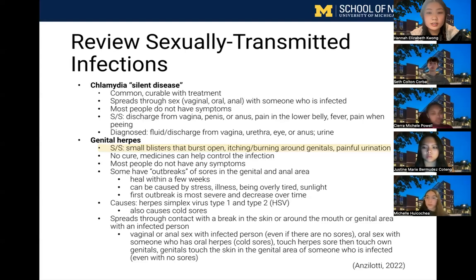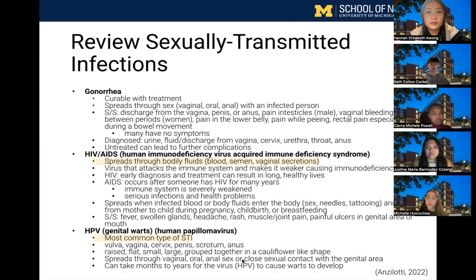The causes include HSV type 1 and type 2. This virus also causes cold sores, which are around the mouth, and it spreads through contact with a break in the skin or around the mouth or genital area with an infected person. This includes vaginal or anal sex with an infected person, even if there's no sores, and oral sex with someone who has oral herpes, which is also known as cold sores. It also can spread when genitals touch the skin in the genital area of someone else who is infected, again without sores.